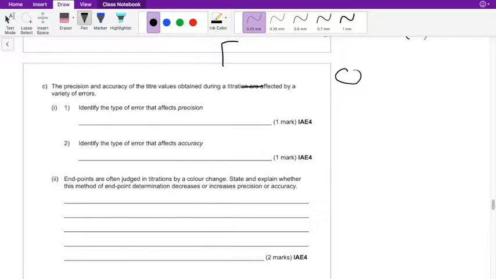Precision and accuracy of the titer values obtained during a titration are affected by a variety of errors. Identify the type of error that affects precision. A random error affects precision. The type of error that affects accuracy is a systematic error. If we think about our dartboard analogy, precision is all in the same spot. A random error is going to affect one of these things separately, and that's going to change precision. If we're affecting accuracy, a systematic error is going to move all of those away from the true value that's in the middle.